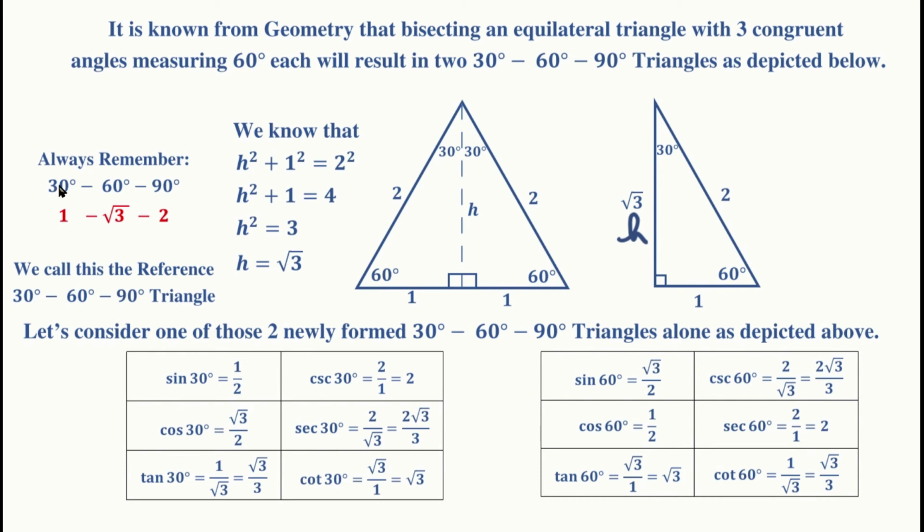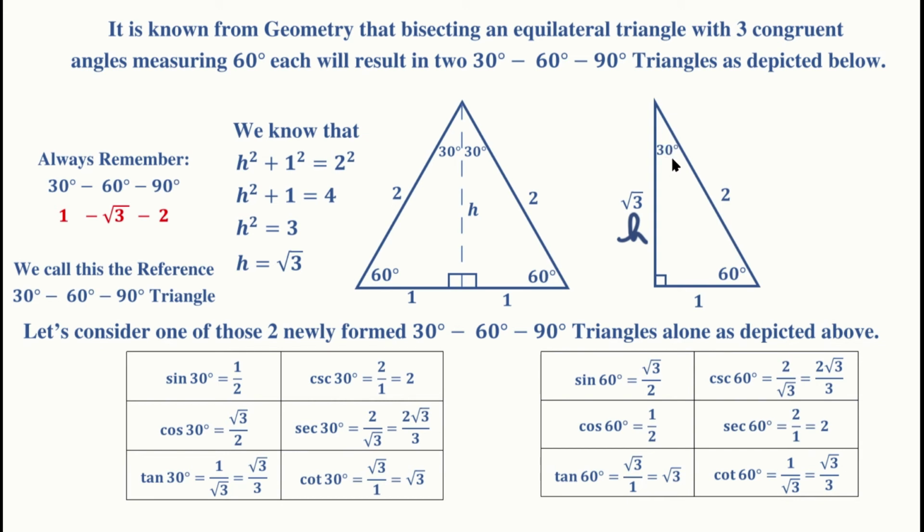So anytime you see a 30, 60, 90 triangle, remember that it's going to be similar to this triangle. Why? Because anytime two triangles have the same interior angle measures, they're similar. So any two 30, 60, 90 triangles are going to be similar. So this is what we will consider our reference 30, 60, 90 triangle.